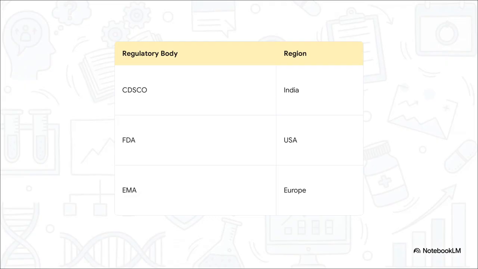Beyond the site staff, you also really need to know who makes the ultimate rules. Because you'll likely be working in a very global environment, you need to memorize this alphabet soup of international regulatory bodies. The CDSCO governs India, the FDA regulates the USA, and the EMA handles Europe. Dropping these acronyms shows you have a solid, macro-level understanding of global drug approval.